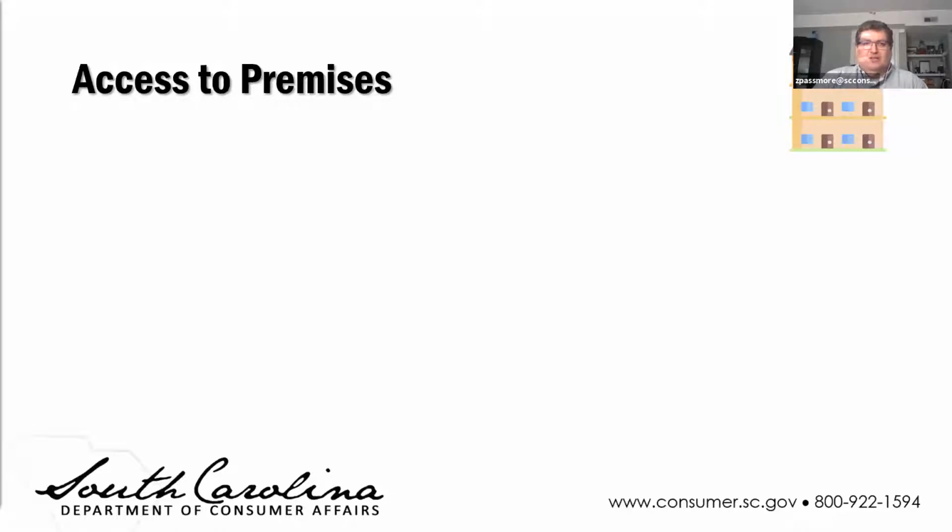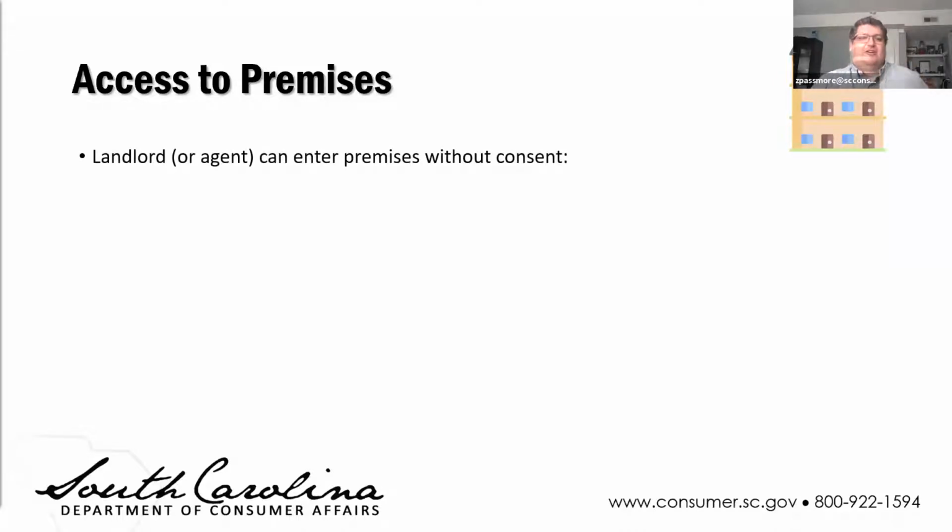So for the landlord's responsibility to provide access to the premises, or I'm sorry, no, this is the tenant providing access to the premises to the landlord. The landlord can enter a premises without consent, and that includes their agent, under certain conditions. So at any time in case of an emergency, this includes prospective changes in weather conditions, which may pose a likelihood of danger to the property, such as an impending hurricane.